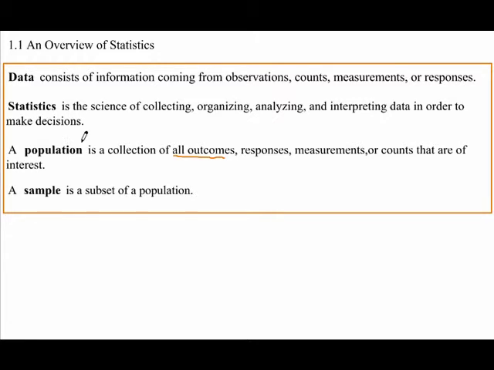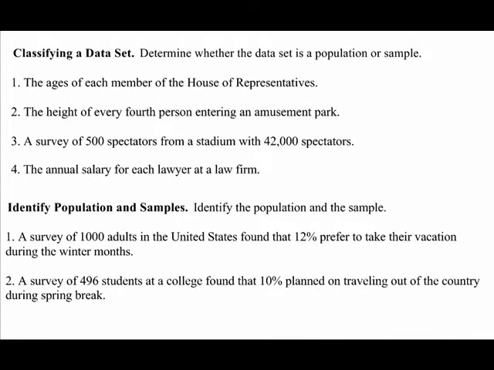So let's take a look at those examples that we had up here before. Classifying data set. First, we're going to determine whether the data set is a population or a sample. Remember, population is everything, sample is a subset. So number one, the ages of each member of the House of Representatives. This is each member of the House of Representatives. So in this case, it's talking about everybody in the House of Representatives, and that's the population. So number one is population.